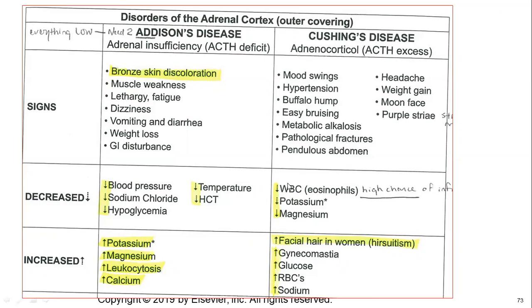WBC decrease, potassium decrease, magnesium decrease, but they are increased. So increase in case of exceptional down: potassium, magnesium, WBC, and calcium. Whereas the Cushing, exceptional: facial hair growth, hirsutism, gynecomastia in case of men, glucose level goes up, RBC goes up, sodium goes up.